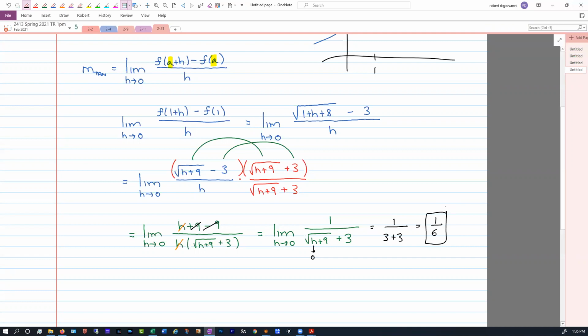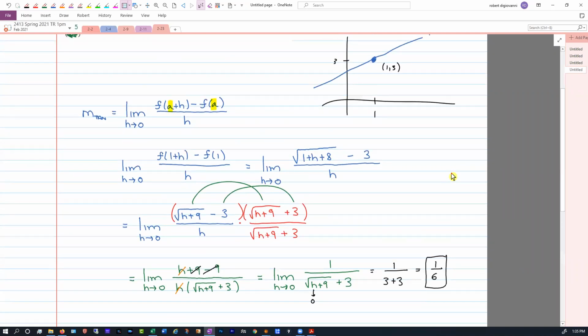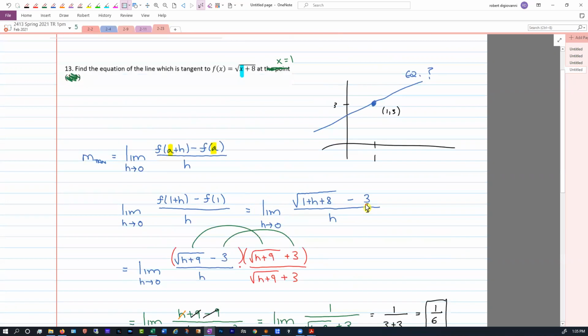I have a question real quick. Oh, yep, go ahead. I kind of got lost a little bit where we had the f of a plus h and how we got it to the square root of 1 plus h plus 8.